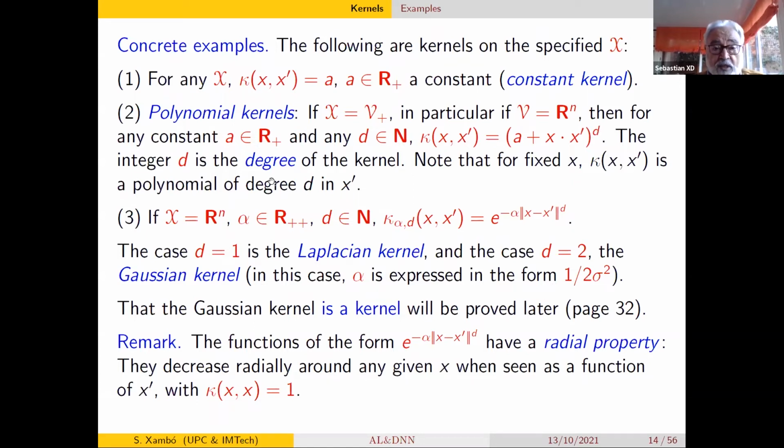The integer D is the degree of the kernel, and it should be noted that if you fix one of the variables, say x, then kappa of x, x prime is a polynomial of degree D in x prime, because if x is frozen, then this is a linear polynomial, and raised to D it is a polynomial of degree D.